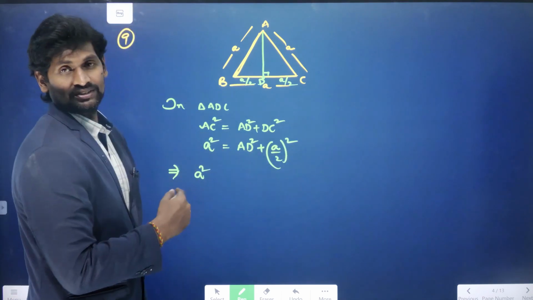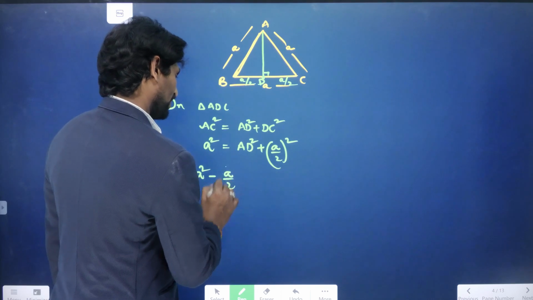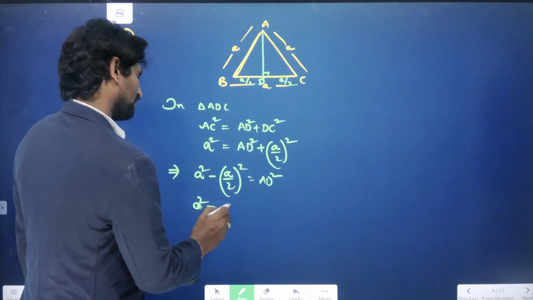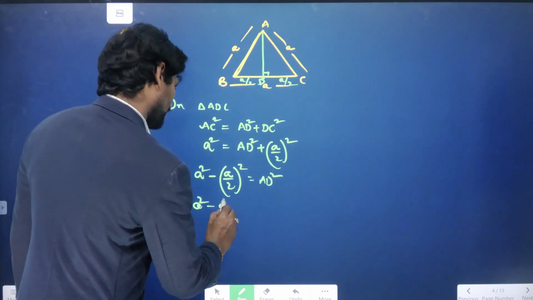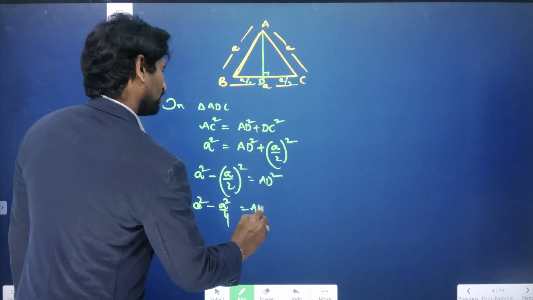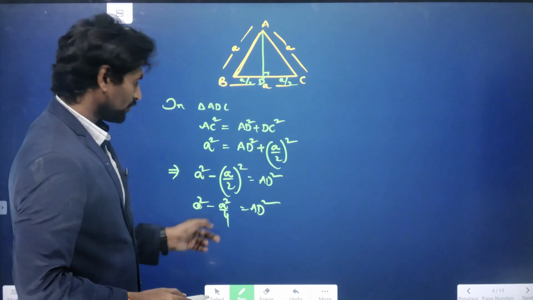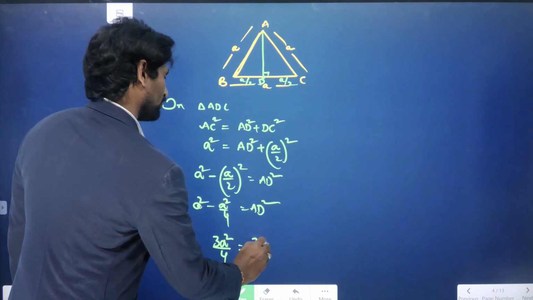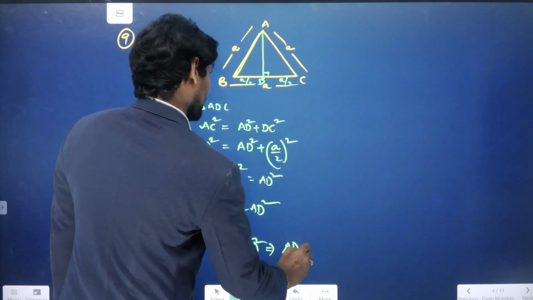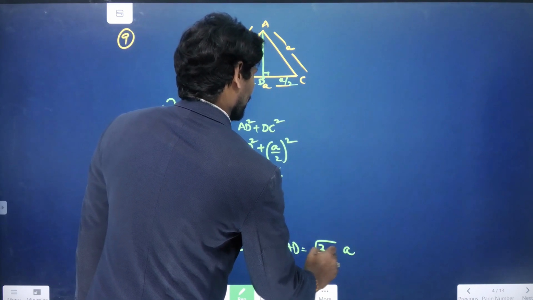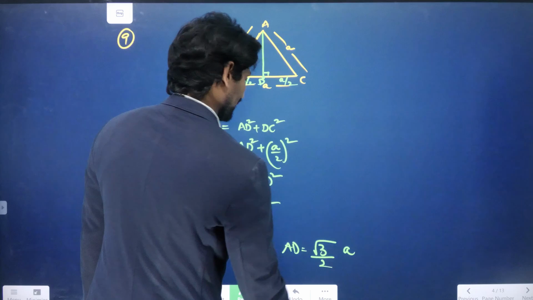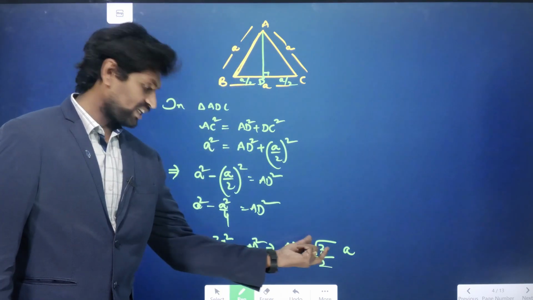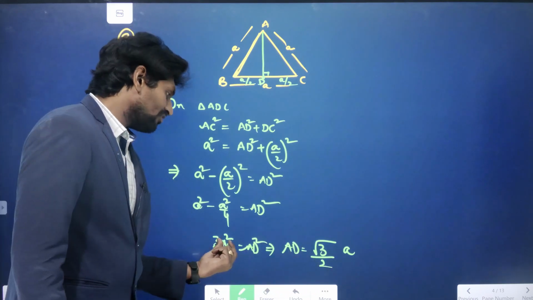So a square, bring this side, becomes minus a by 2 whole square, that is equal to AD square. Apply the square for both numerator and denominator, it will be a square by 4. From this, 4a square minus a square is 3a square. So 3a square by 4 is equal to AD square, that implies AD is equal to root 3 by 2 into a, because the square root of 3 stays root 3, root 4 becomes 2, and root of a square becomes a.